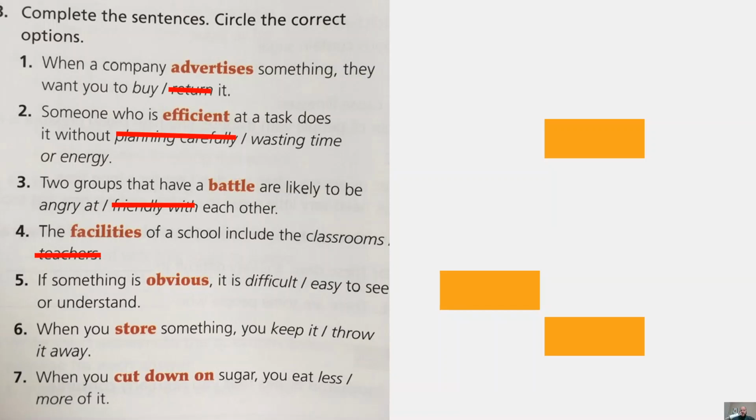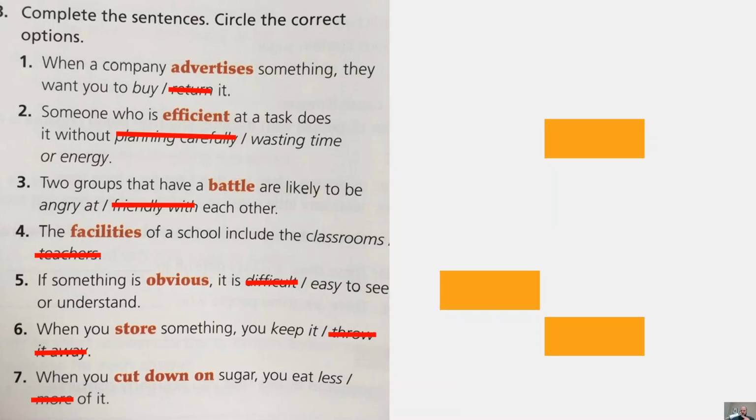Number 5, if something is obvious, it is easy to see or understand. Okay. Number 6, when you store something, you keep it. Don't throw it away. You keep it. And number 7, when you cut down on sugar, you eat less of it.